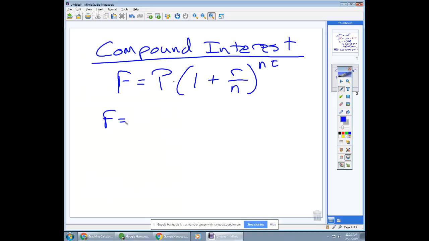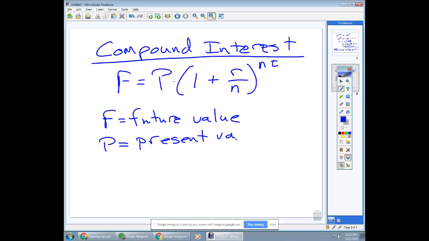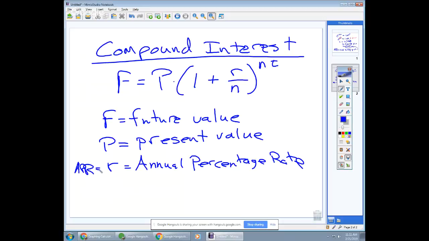This is in the book too, here to read it. So future value is what I'm calculating. I have to start off with some balance or present value, also called the principal sometimes. R in this case is an annual percentage rate, often called an APR. N is the number of periods per year you collect interest.